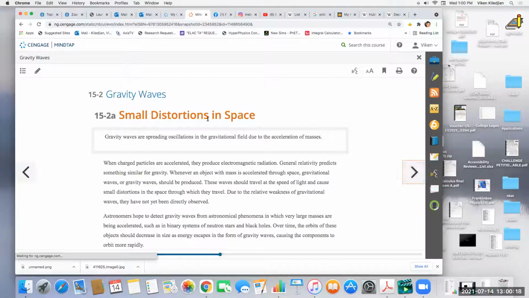Okay, so small distortions in space. Gravity waves are spreading oscillations in the gravitational field due to the acceleration of masses. Gravitational waves are such a huge thing, and we had a revolution in 2017 when the first gravitational waves were actually detected using the LIGO.